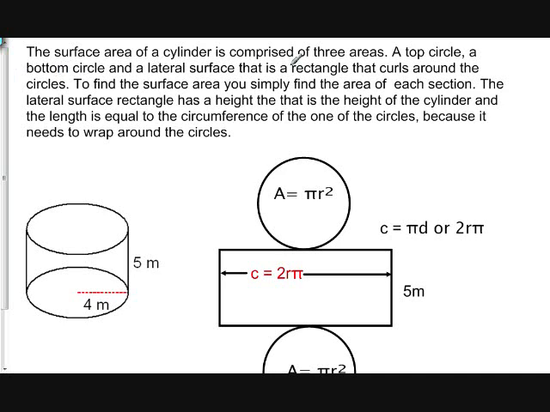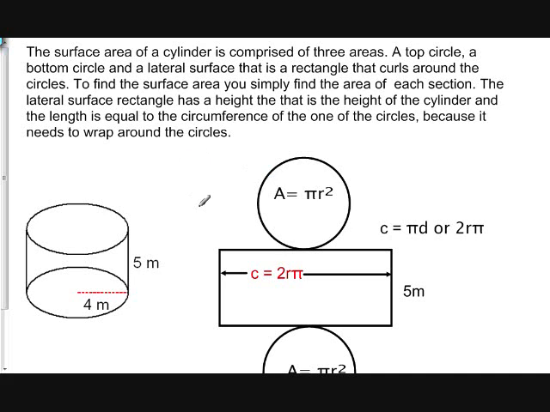The surface area of a cylinder is comprised of 3 areas: a top circle, a bottom circle, and a lateral surface. That is a rectangle that curls around the circles. To find the surface area, you simply find the area of each section. The lateral surface rectangle has a height that is the height of the cylinder, and the length is equal to the circumference of one of the circles because it needs to wrap around the circle. So this length here is the same as the distance around one of these circles.